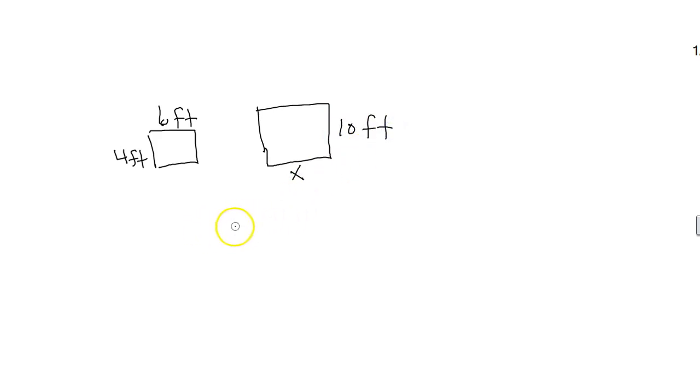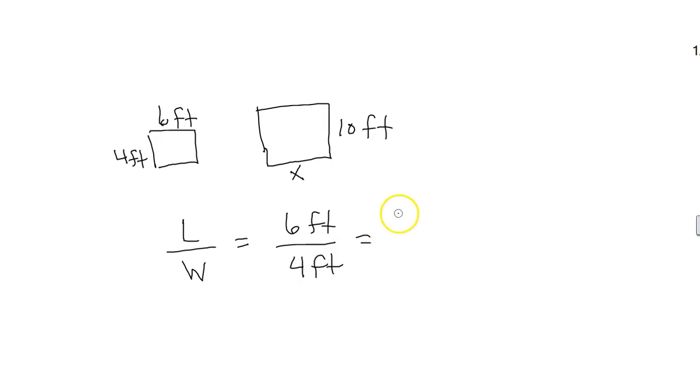So again, we have another proportion. So we're going to put length information on the top, width information on the bottom. And again, it doesn't matter if you put W up here or L up here, as long as you're consistent with your setup. So we're going to put the length of the smaller rectangle here on the top, which is 6 feet. Sorry, on the bottom is 4 feet. And then for the bigger one, we don't know the length of the larger one. And then down here, we're going to put 10.